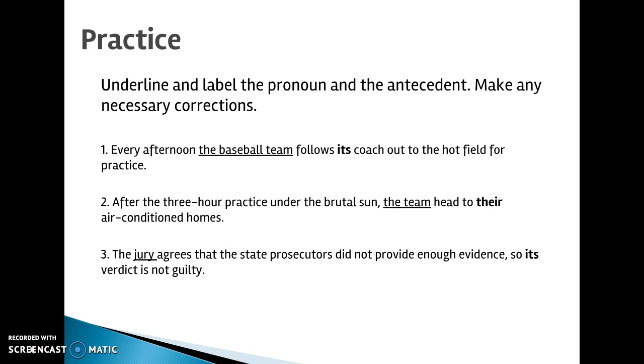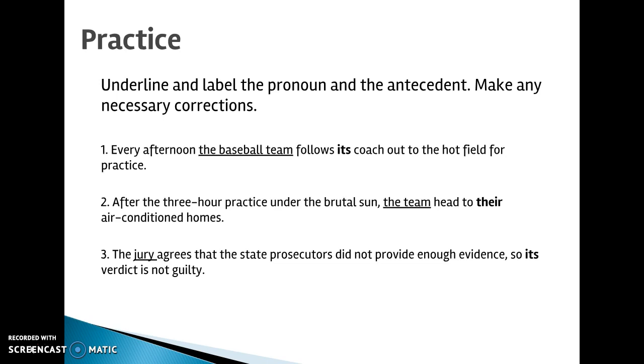So in the first one, you underline the baseball team as the antecedent, it's as the pronoun, and hopefully you changed there to its because the baseball team is a singular collective noun and we're only referring to one coach. After the 3-hour practice, the team headed to their air-conditioned homes. Hopefully you changed its to their because it's referring to multiple homes of the team.